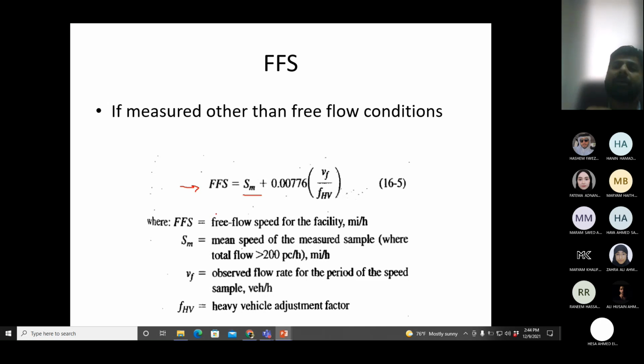So either you measure the speed in free flow conditions directly, or you measure it in some other conditions and calculate it using this equation. SM is the speed measured in those conditions, and it is not free flow speed because the flow is more than 200 passenger cars per hour for both directions. Then you need VF and you need FHV as well. FHV is the heavy vehicle adjustment factor. We all know that, we have used it previously. And VF is the observed flow rate when you were measuring the speed. What was the flow rate in vehicles per hour when you were measuring the speed? That is VF.